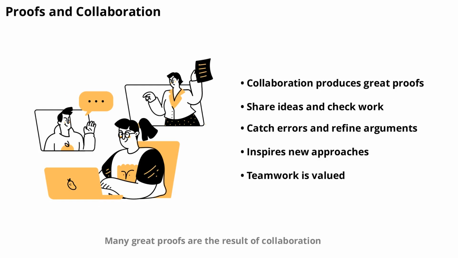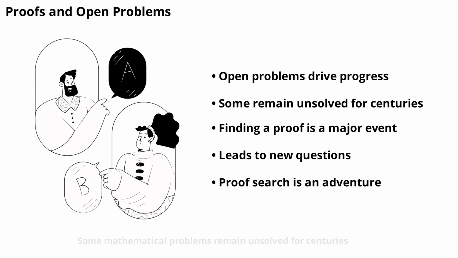Many great proofs are the result of collaboration. Mathematicians work together, sharing ideas and checking each other's work. Collaboration helps catch errors, refine arguments, and inspire new approaches. The mathematical community values openness and cooperation, recognizing that the best results often come from teamwork. Some mathematical problems remain unsolved for centuries, waiting for a proof.